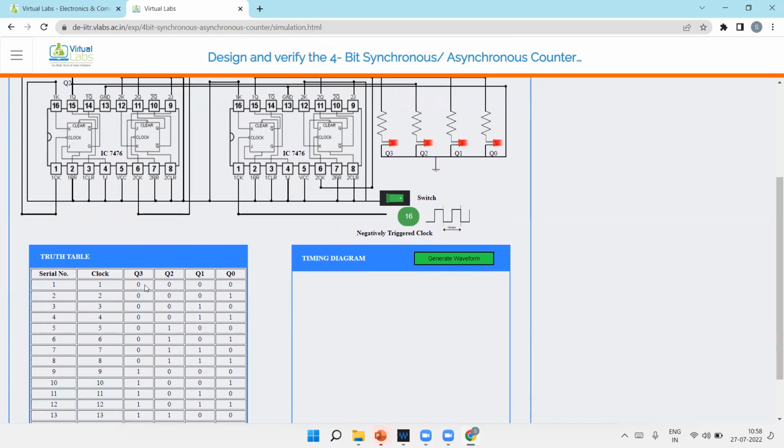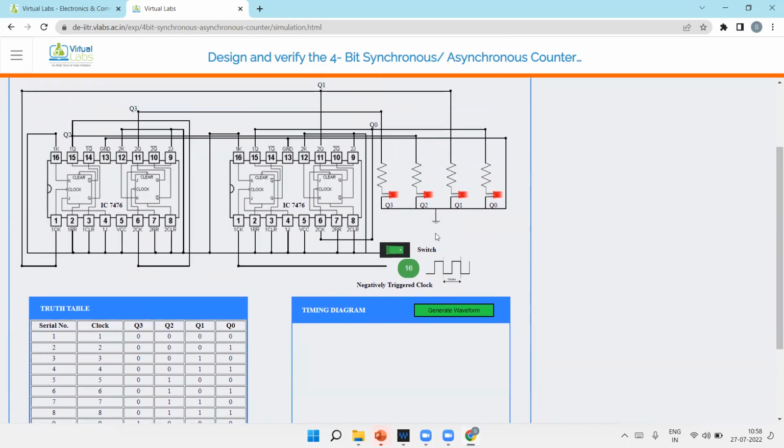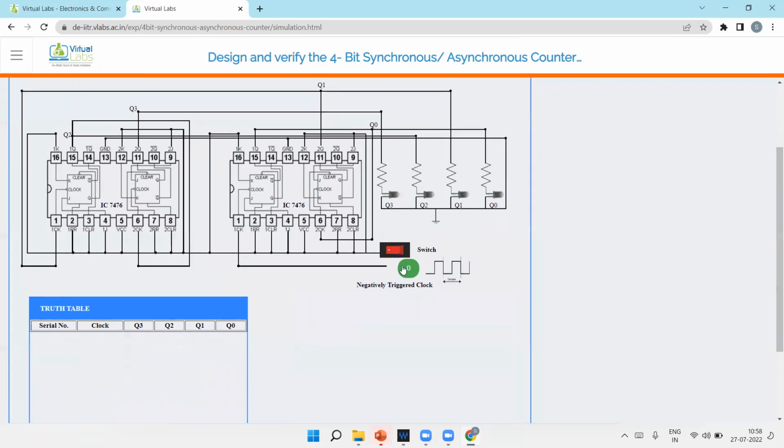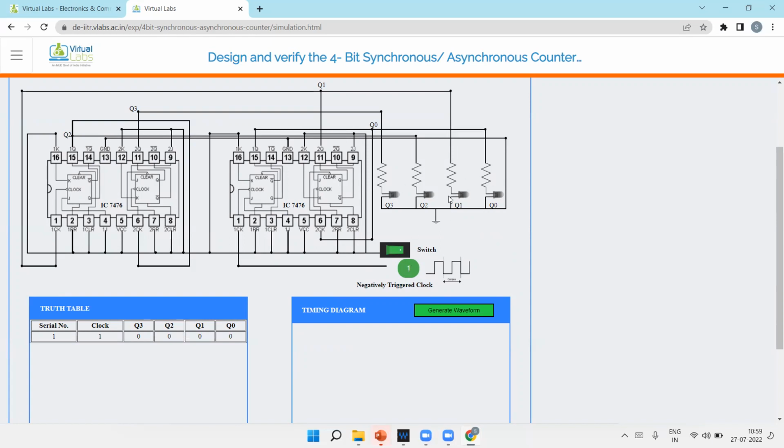So see, at clock 1 it was 0, 0, 0, meaning all the LEDs were zeros. I'm resetting it again to explain. First the switch is on, all the LEDs 0. First clock, all LEDs 0. Second clock, 0001, only the last LED on. Third clock, 0010. Fourth clock, 0011. Fifth clock, 0100.